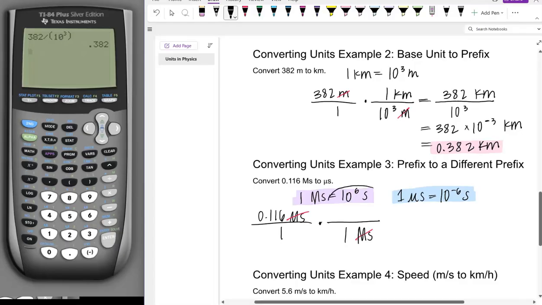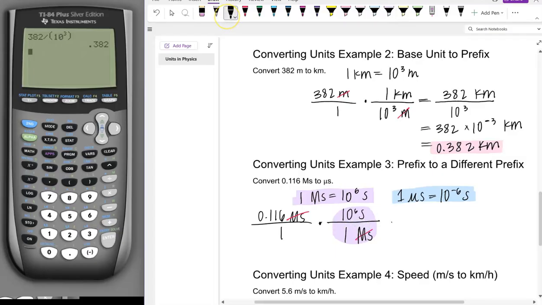We know 1 megasecond is equal to 10 to the 6th seconds. Since 1 megasecond is equal to 10 to the 6th seconds, you're technically multiplying by the same thing on the top and bottom because those are equal to each other. Remember, you can only multiply by 1. So this is allowed. It's not going to change the value of our number. It's just going to change what it looks like. So this is our purple conversion factor.